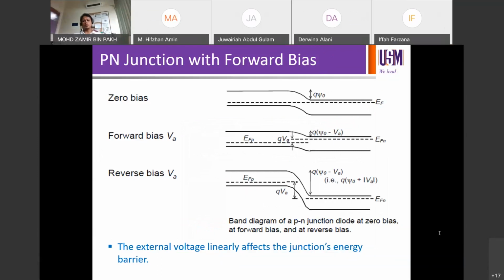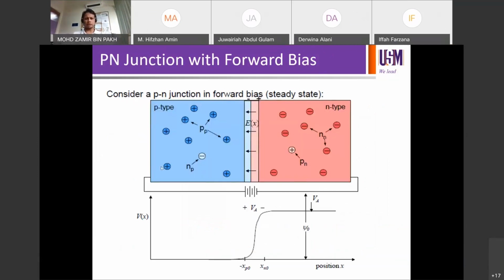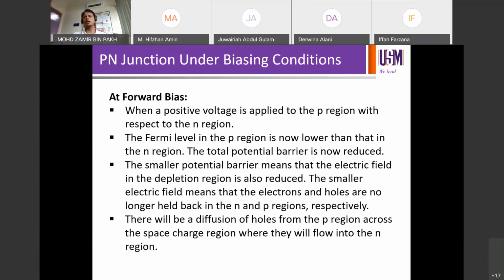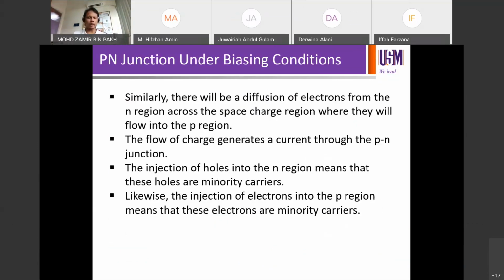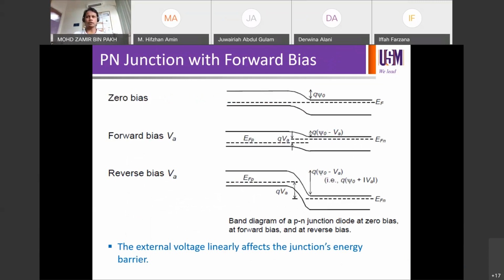Okay, good. So let's continue with PN junction under bias. Previously we have discussed three different conditions, which are thermal equilibrium, forward bias, and reverse bias. We've also discussed what happens to the junction, the band diagram, and the carrier flow in these three different conditions.